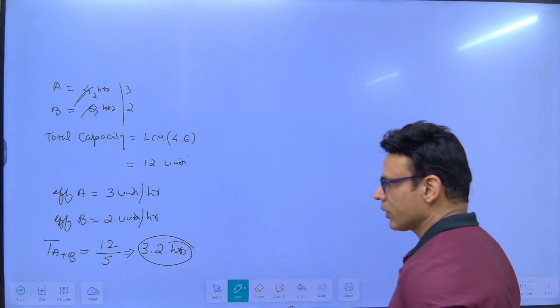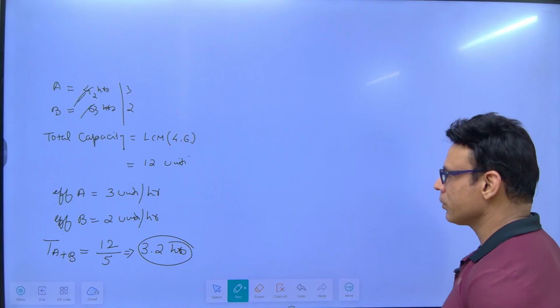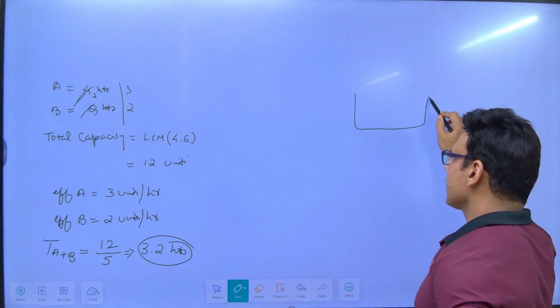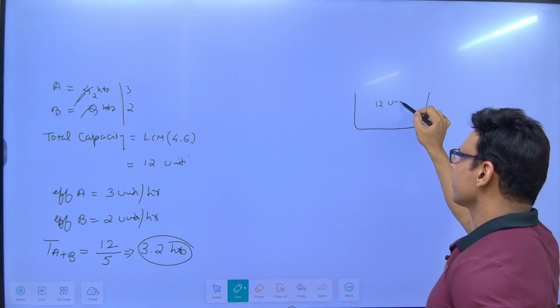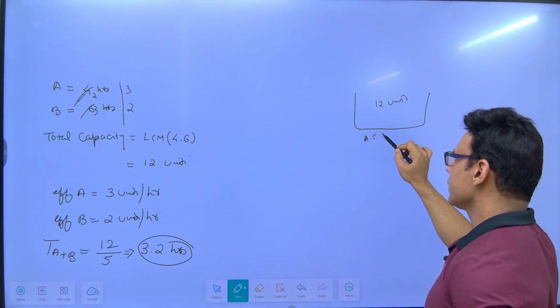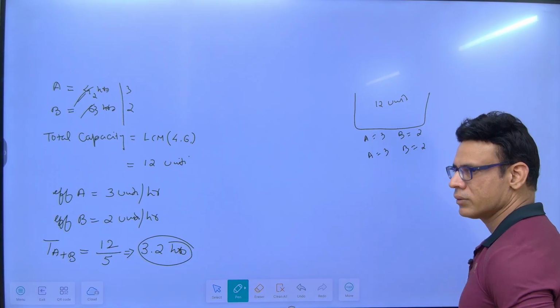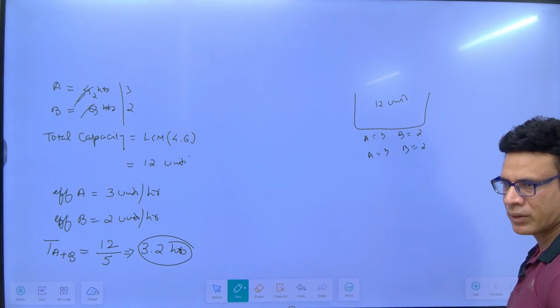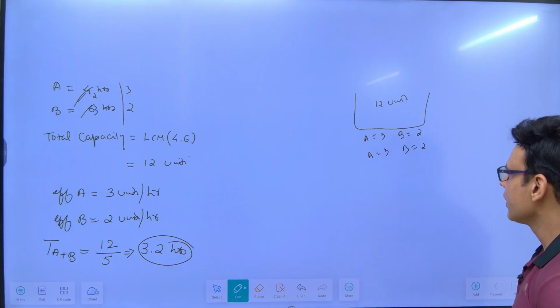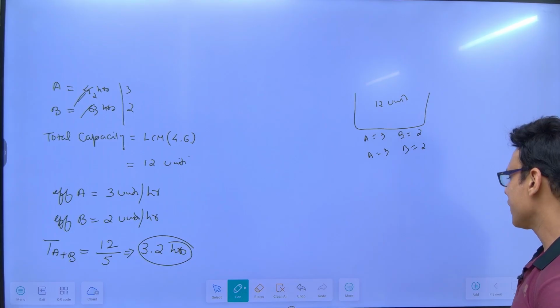Now, what fraction of the tank was filled by pipe A? What does fraction mean? If this tank has 12 units, every 1 hour, A is putting how much? 3 units of water, B is putting 2. Next, again 3, B is 2. So this is 6 plus 4, 10. Now next 2 units, in what ratio will they be filled?